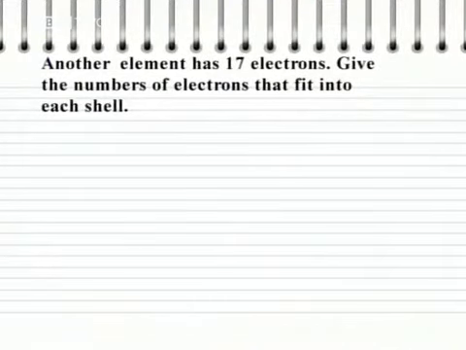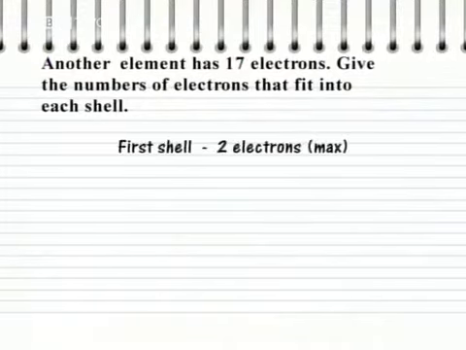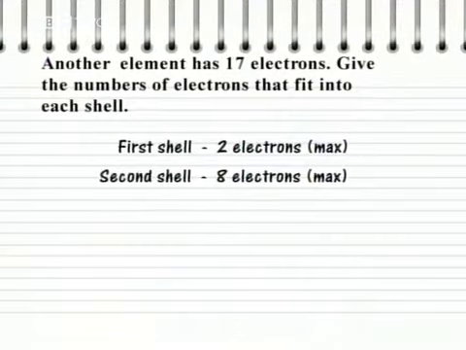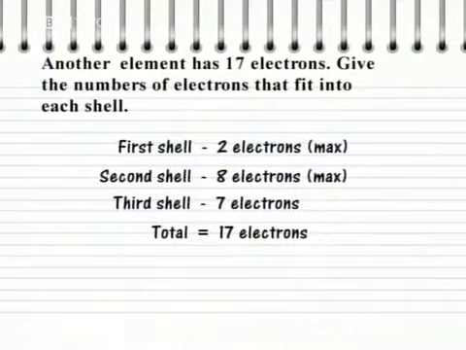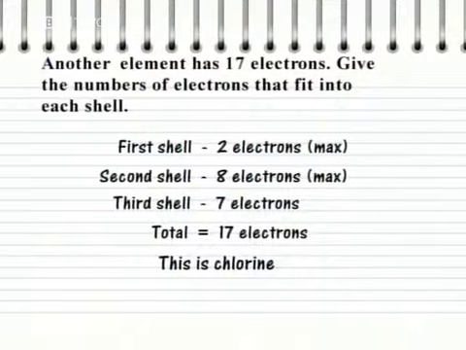The next part of the question asked about another element with 17 electrons. Again, the first electron shell can only hold a maximum of 2 electrons. The next shell can hold 8 electrons. That leaves 7 electrons to go into the third shell to give the total of 17. This is chlorine.